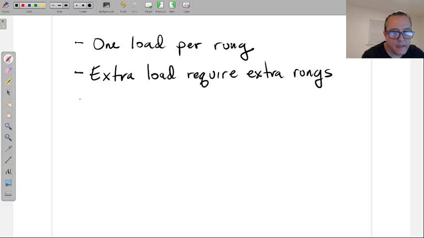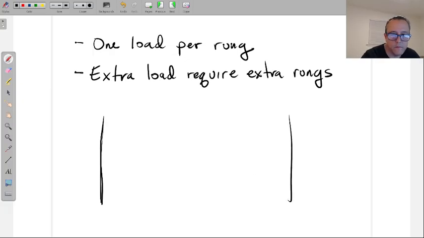All right. Hopefully that simplification makes it easier to even understand. If I got another load, I'm going to need another rung. Motor 1, motor 2. Motor 1 gets a rung, motor 2 gets a rung. Pilot light for motor 1, that gets its own rung.